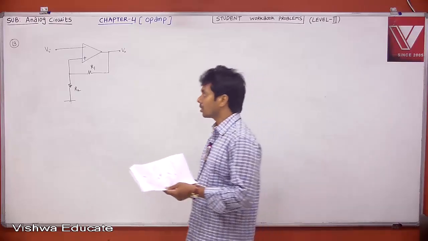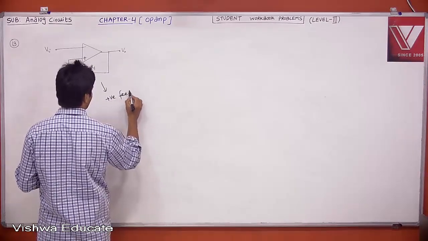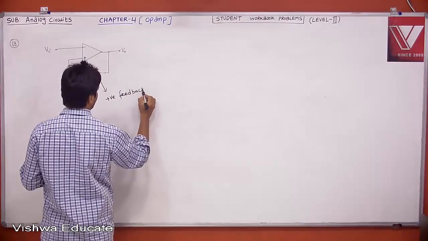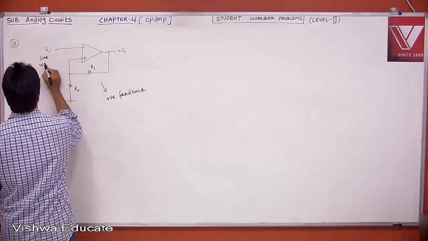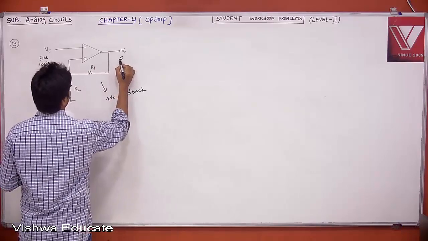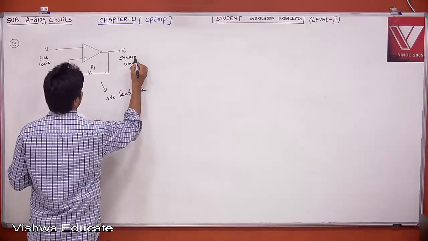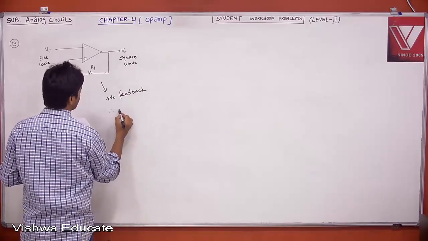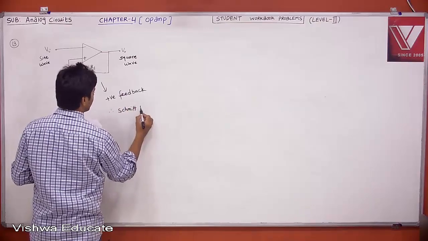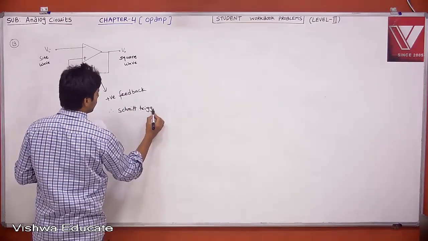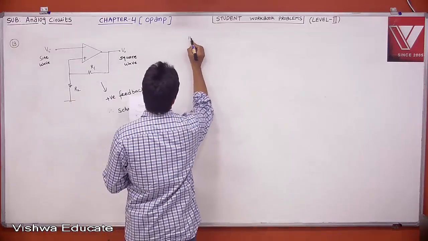Therefore, you can say Schmitt trigger, because this is in positive feedback. If this is in positive feedback, when you apply a sine wave here, then you will get a square wave. Therefore, this is a Schmitt trigger with common switching point. Okay. Done. Now, problem number 14.